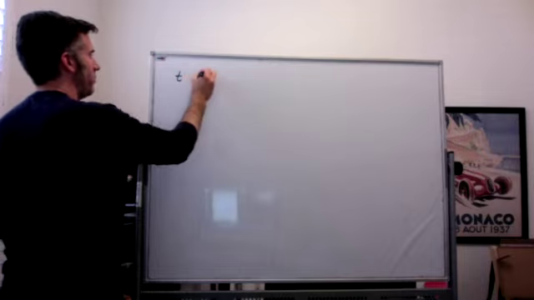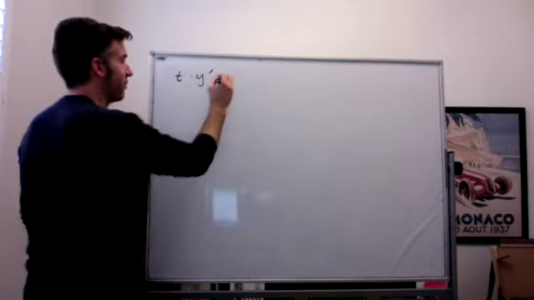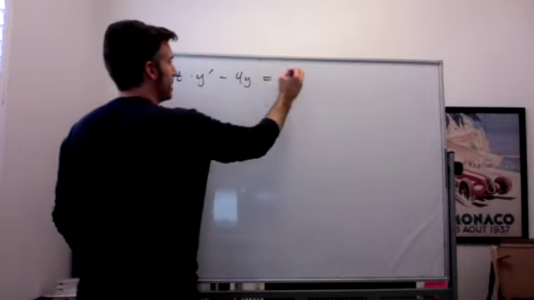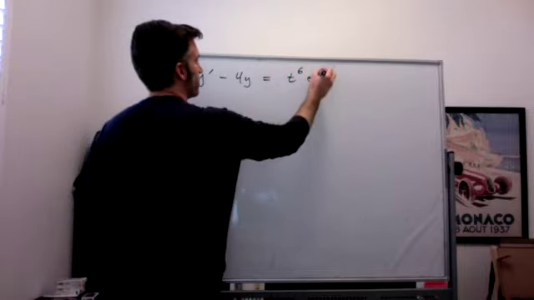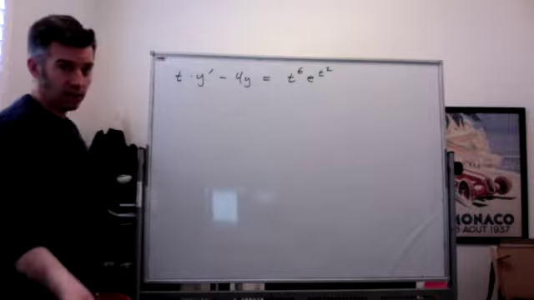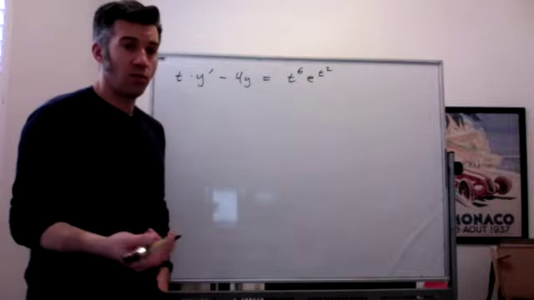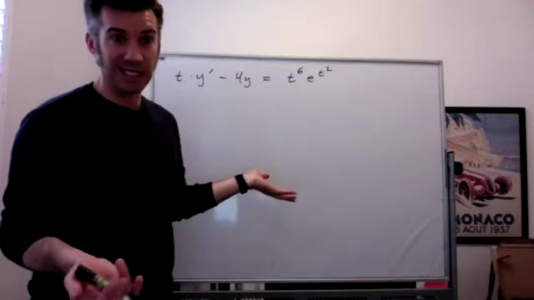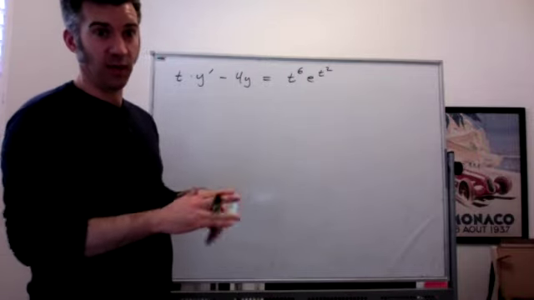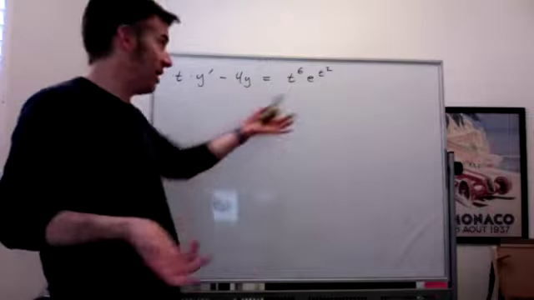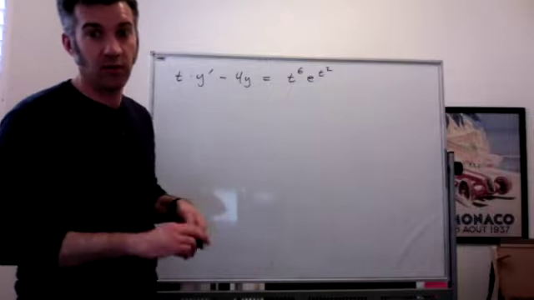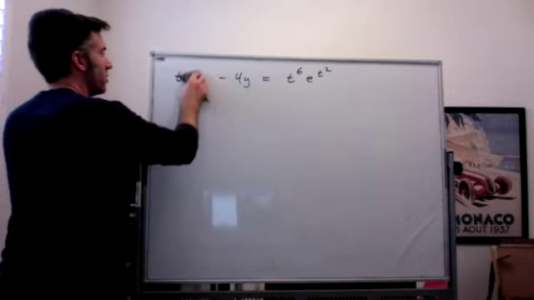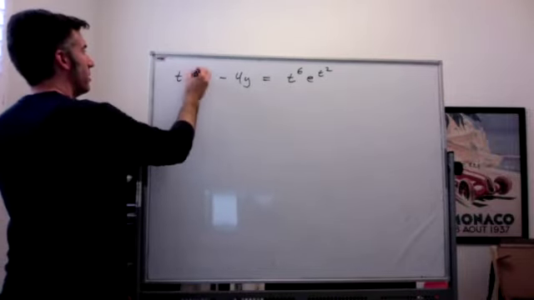t times y prime minus 4y equals t to the 6 e to the t squared. And just a reminder here, y prime should be rewritten as dy/dt, right? Because y is the dependent variable and t obviously is the independent variable. So let's go ahead and just do that first.